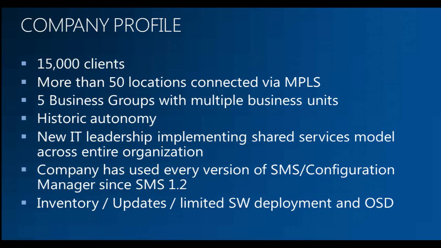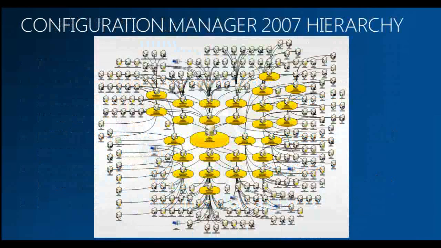Now, I came into the environment to do a health check of their 2007 environment. And on the first day of the health check, I opened up their config manager 2007 console and immediately had visions of being on this stage talking about hierarchy simplification. Because this, the clicker is not working, this is what I saw. Let that one sink in for a second, okay? I put that up there for shock value alone.